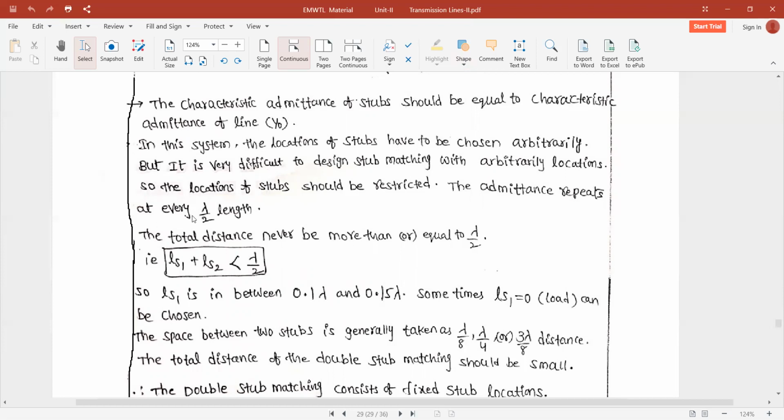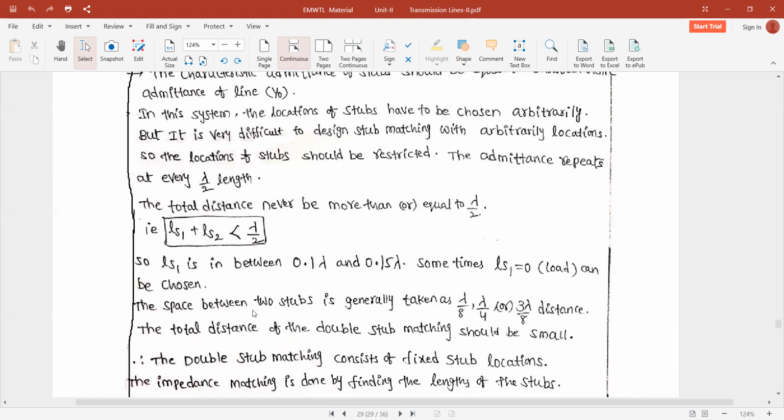The admittance repeats at every lambda by 2 length. The total distance should be nearby, not more than or equal to lambda by 2, that is LS1 plus LS2. Both in combination should be less than lambda by 2. LS1 is between 0.1 to 0.15 lambda. So sometimes LS1 is chosen equal to 0 from the load end.